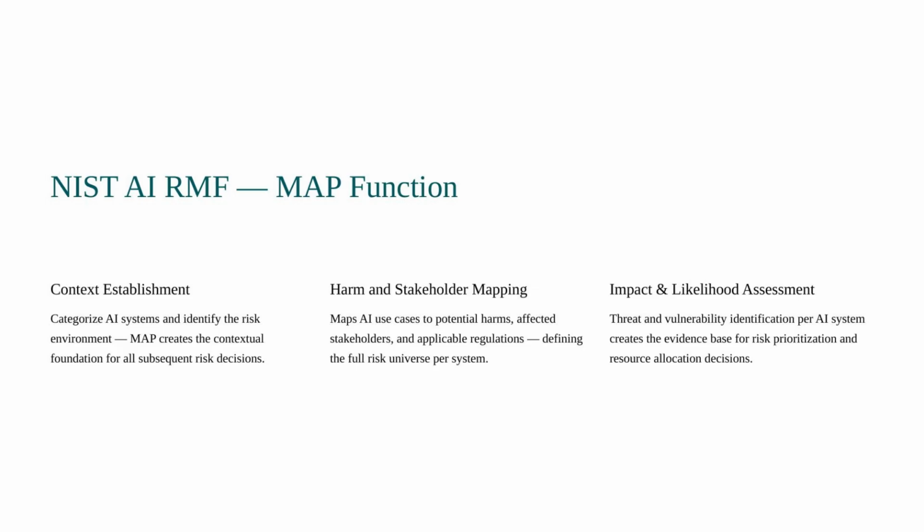In practice, map looks like a cross-functional workshop where risk, legal, technical, and business teams collectively build the AI risk universe for a specific system. The diversity of perspectives is essential. Each function sees risks the others might miss. Map is the diagnostic phase. You're building the picture before you start treating.